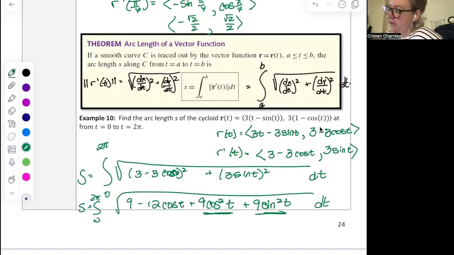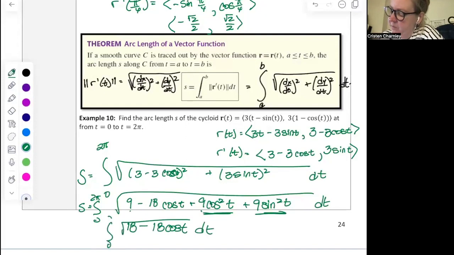I could factor out the 9 first. So we have a 9 and a 9, which would be 18. So 18 minus 12 cosine t inside of this radical between 0 and 2 pi. I just found an error that I made when I multiplied that out. This would actually be an 18 over here. Okay, so I wind up with 9 cosine squared plus 9 sine squared. I could pull out that 9 and there's a 1, so 9 plus 9 is 18. Minus 18 cosine of t. This is still inside the radical between 0 and 2 pi.